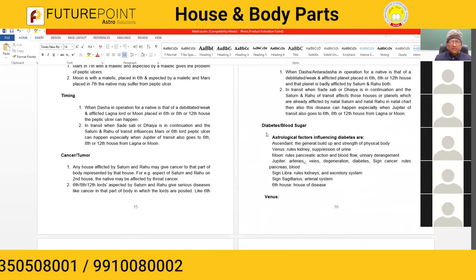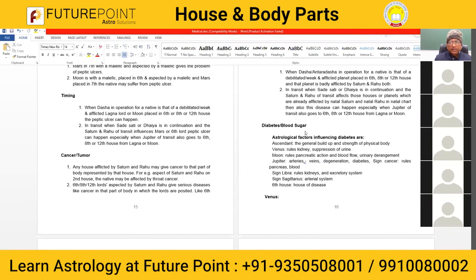Diabetes is an important thing. Diabetes is mainly governed by Jupiter and Moon, two planets, and the third planet is Venus. Jupiter is the first planet, Moon is the second planet, Venus is the third planet.